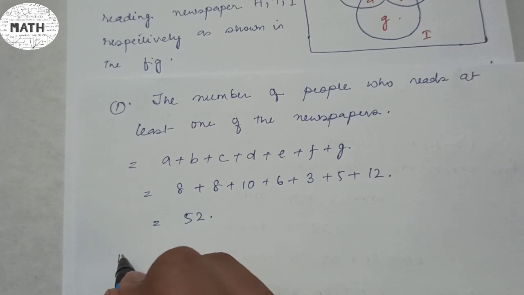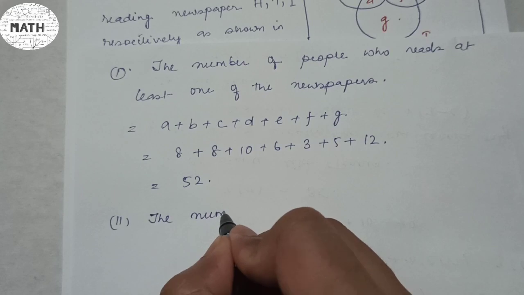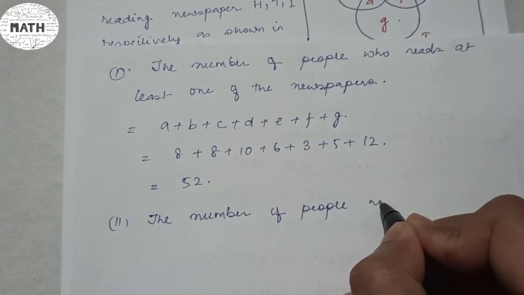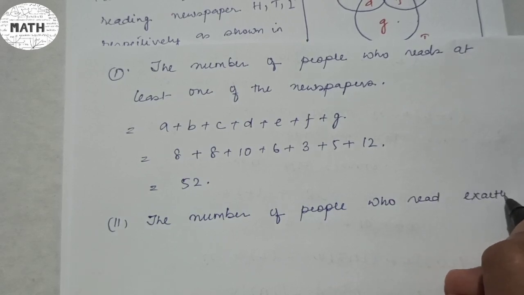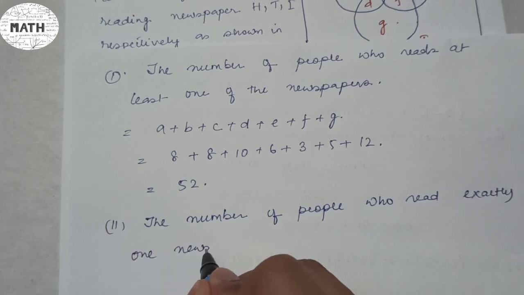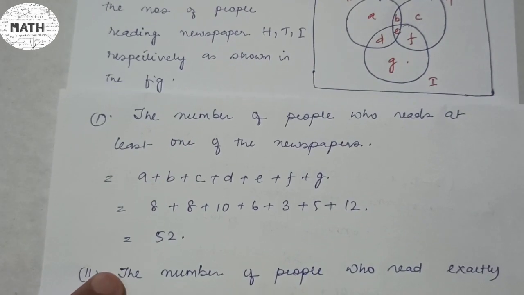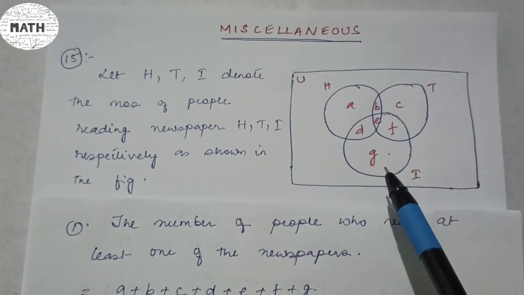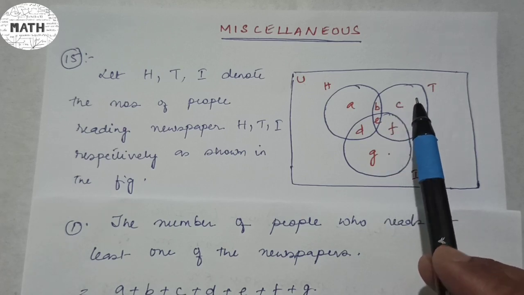In a similar manner, number two is given that the number of people who read exactly one newspaper. Now, who read exactly one newspaper? Same thing. If I happen to go to the Venn diagram, can you tell me which are the only alphabets that is reading only newspaper H, newspaper T, or newspaper I?